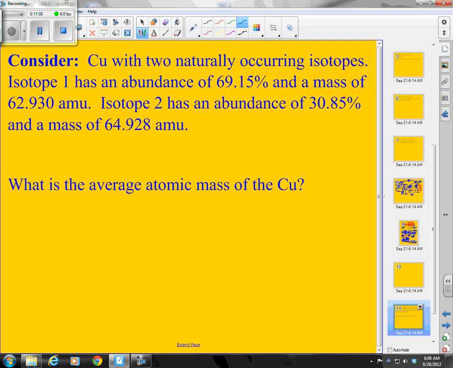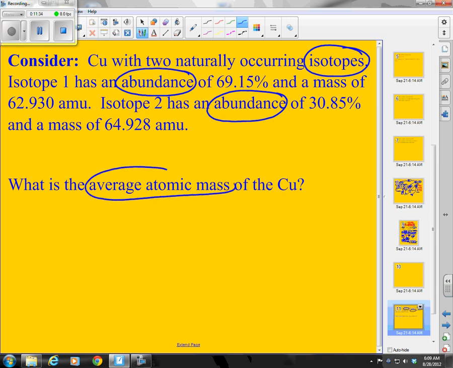Consider copper with two naturally occurring isotopes. Hey, okay, isotopes, that's a new word. Isotope 1 has an abundance of 69.15% and a mass of 62.930. Isotope 2 has an abundance of 30.85% and a mass of 64.928 AMU. And we want to know the average atomic mass. Okay, so there are two big words here, or two sets of words we need to understand. We need to understand isotopes, and we need to understand average atomic mass.